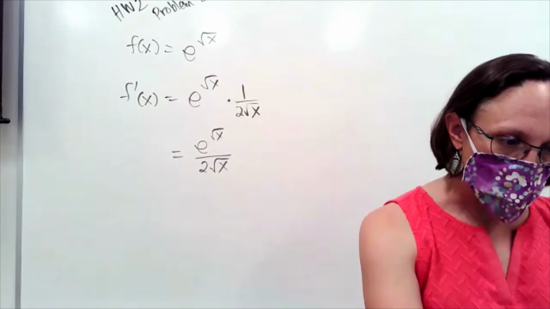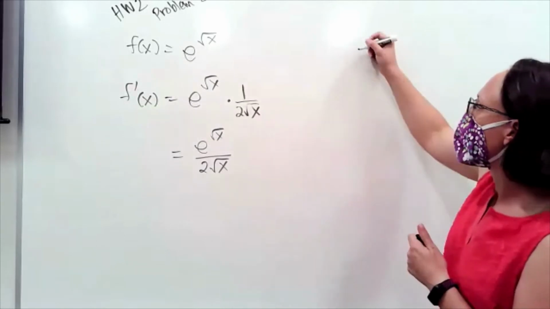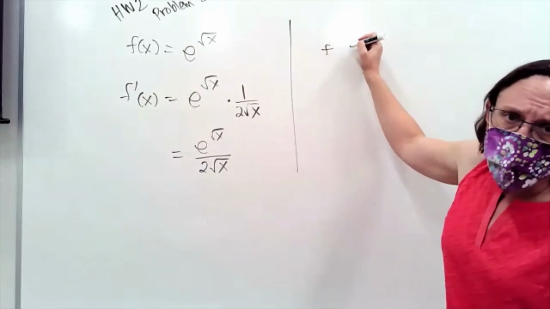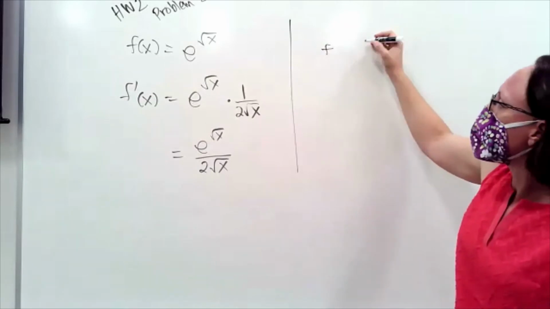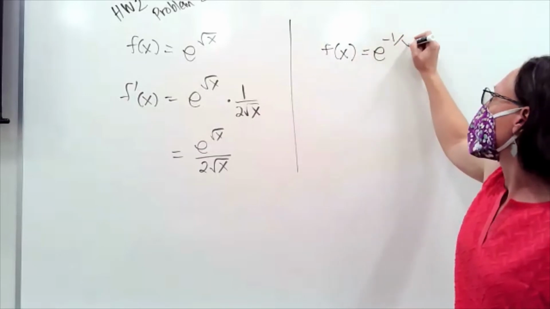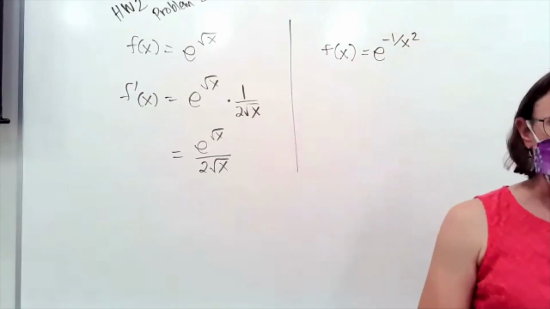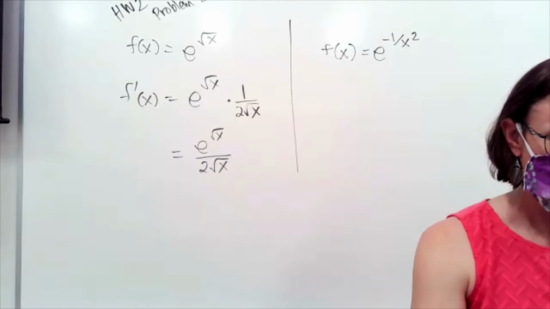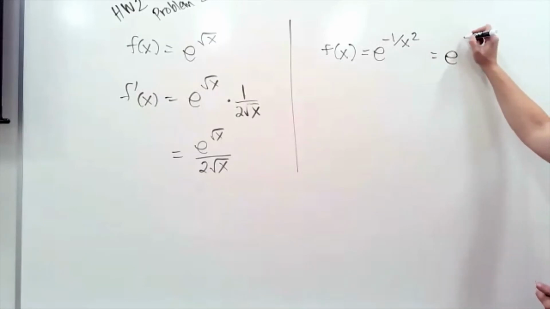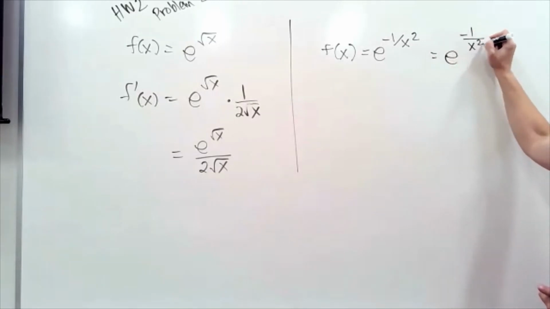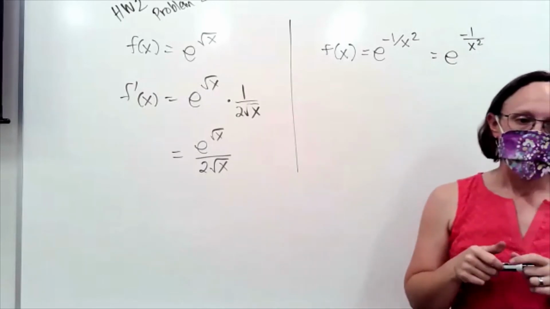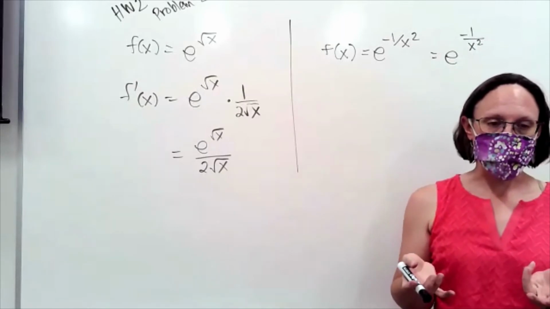Let's pop in here. I'm going to skip one because I don't really feel like doing the quotient rule right now, but I do think we should talk about this one that looks like e to the negative one. And I don't like the way that's typed, so I want to make it really clear. This is e to the negative 1 over x squared. And we're being asked to take the derivative of this.